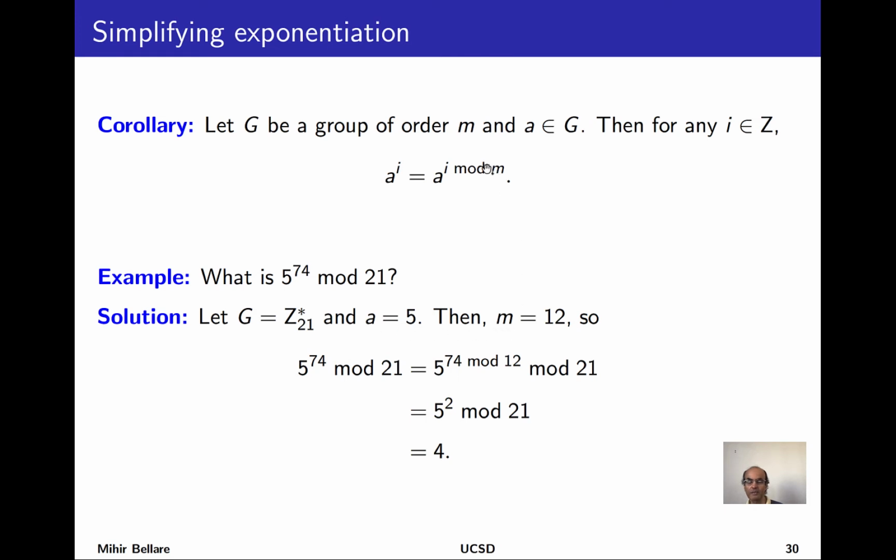Now we can pattern match with this. So 5 to the 74 mod 21 is 5 to the power 74 mod 12, modulo the group order up here. We still have a mod 21 because that's just a result of working in our group G. What is 74 mod 12? Well, 72 is a multiple of 12. So that means the remainder is 2. So we get 5 squared mod 21, 25 mod 21, which is 4.